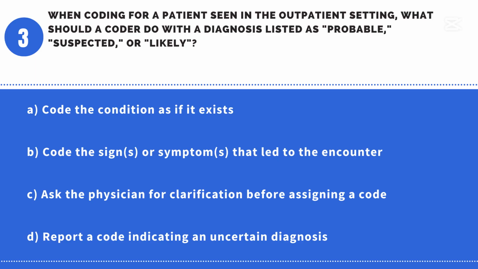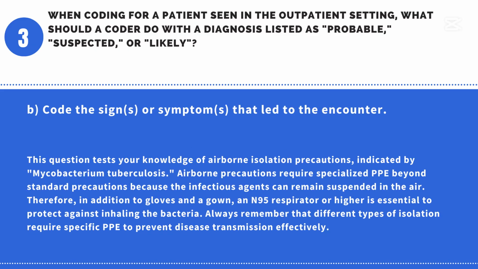Question 3. When coding for a patient seen in the outpatient setting, what should a coder do with a diagnosis listed as probable, suspected, or likely? A. Code the condition as if it exists. B. Code the signs or symptoms that led to the encounter. C. Ask the physician for clarification before assigning a code. D. Report a code indicating an uncertain diagnosis. Answer: B. Code the signs or symptoms that led to the encounter.